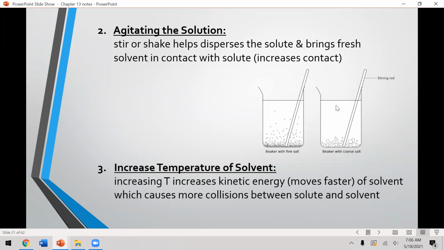So increasing the temperature of the solvent is basically going to increase the kinetic energy of that solvent's molecules. And the faster that the molecules move, the more collisions are happening. So once again, you get more solute exposed to solvent. There are pockets that open up because the molecules are farther apart as they're heated, and that allows more contact.